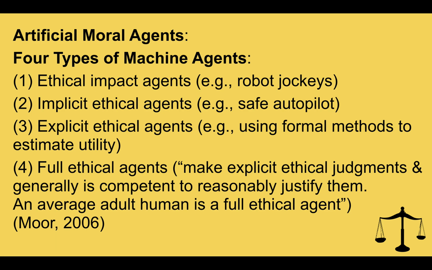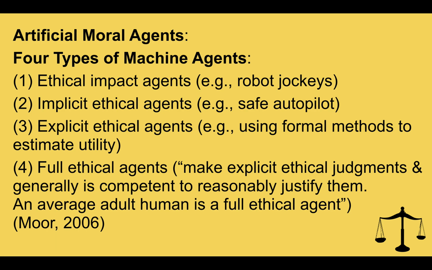There are four types of machine agents, so it's more complex than you might initially think. Ethical impact agents are like the idea of robot jockeys. The second is implicit ethical agents, sort of like a safe autopilot, where the autopilot will make various decisions about safety for the driver or people in the way, in a car sense, or say for planes. But those issues are a little bit different because there's obviously not as much traffic.